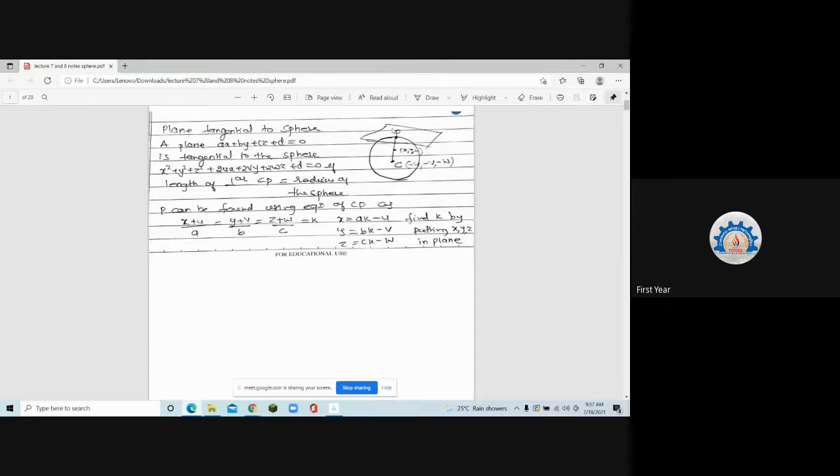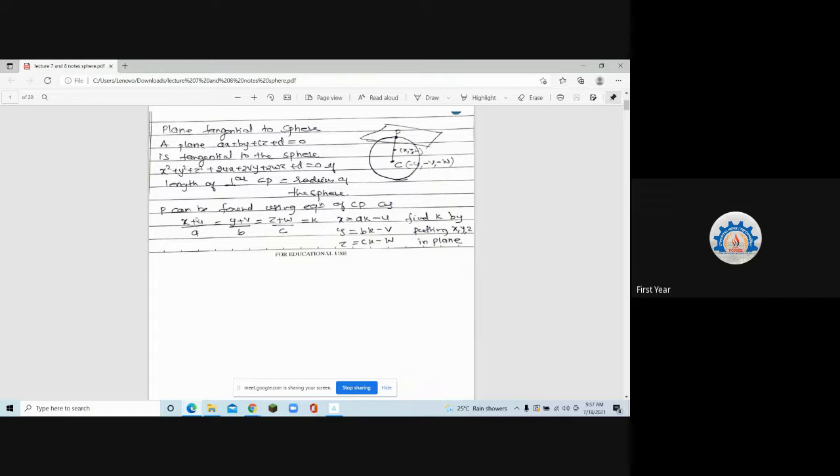ये line CP जो है, what is that line? That's the normal line to the plane. तो प्लेन के नॉर्मल लाइन के डायरेक्शन कोसाइंस क्या होते हैं? What are those? These are the coefficients of x y z. So a b c are the direction ratios of the line CP, and I know one point on the line, that is minus u minus v minus w.